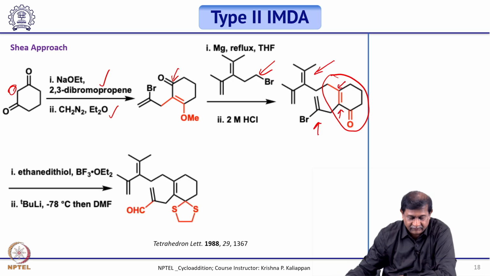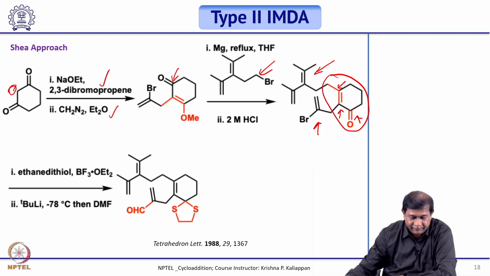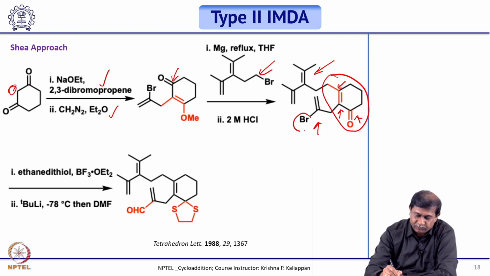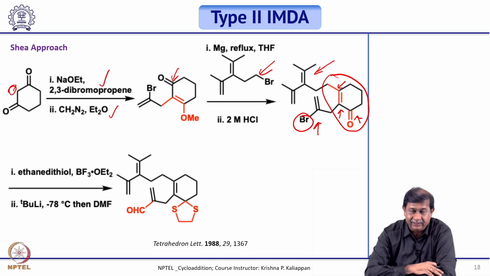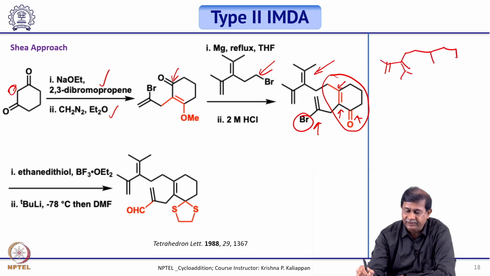So, then he protected the ketone as a ketal, then exchanged this bromine with butyllithium and quenched with DMF to introduce the aldehyde group. So, this underwent a smooth intramolecular Diels-Alder reaction to give the corresponding tricyclic compound.